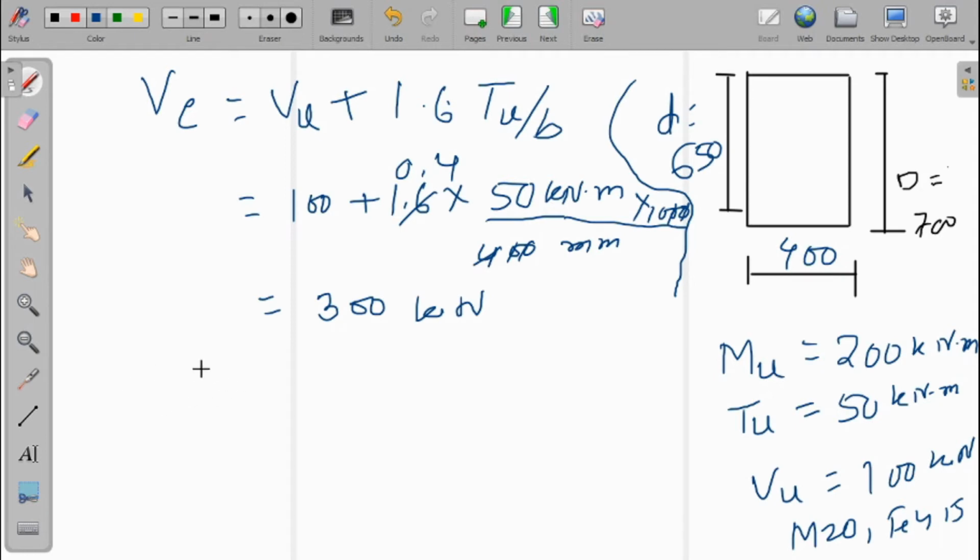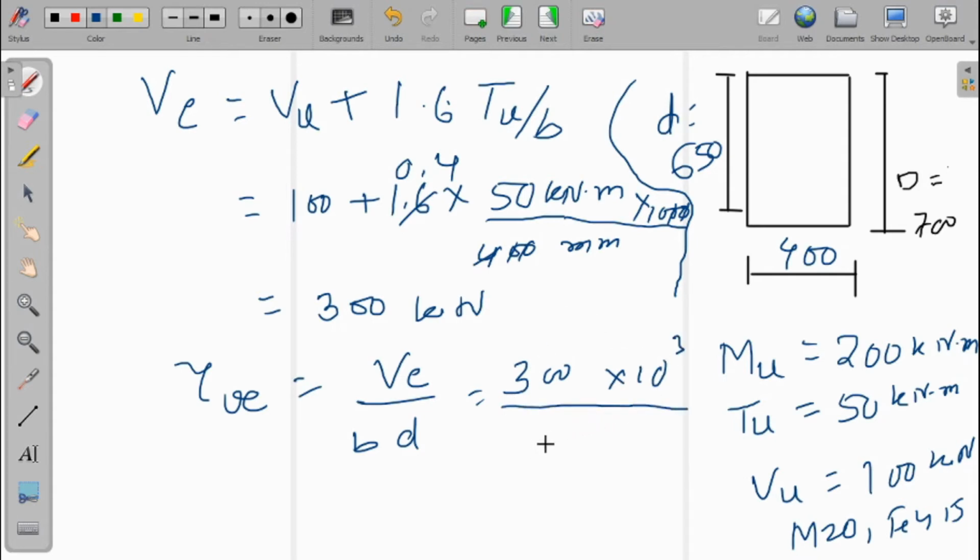Next, we need to know what is the shear stress, torsional stress, tau Ve. Tau Ve is what? That is Ve divided by b into d. Ve is 300 kilonewton, so 300 into 10 to the power 3, I have converted into Newton, divided by what is bd? b is given 400 mm and d is given how much? Here small d is how much given? 650. So Newton per millimeter square, we will get in terms of MPa. How much we are getting? 1.54 MPa. Okay, this is the tau Ve.